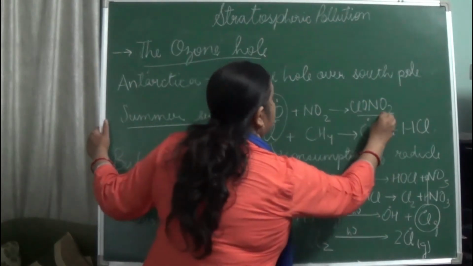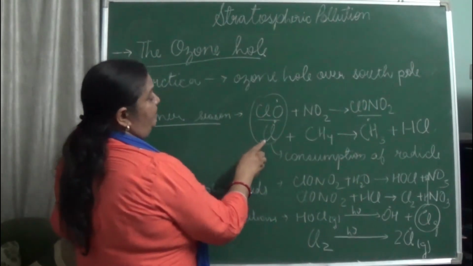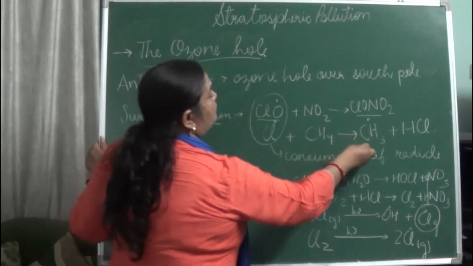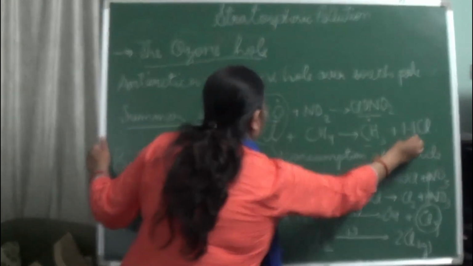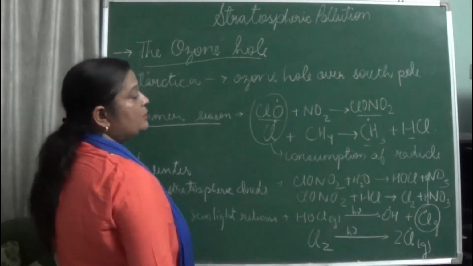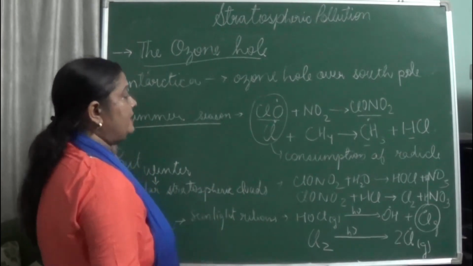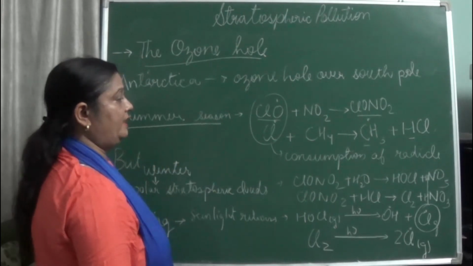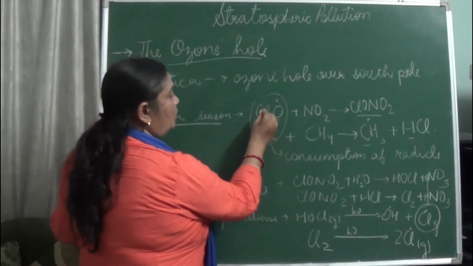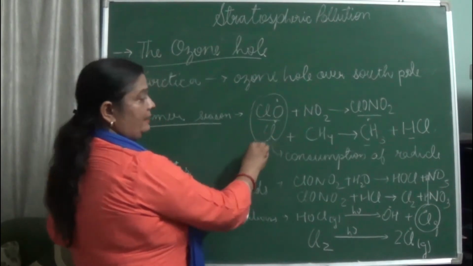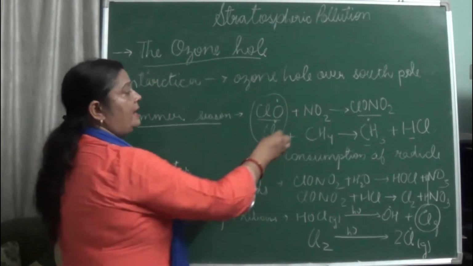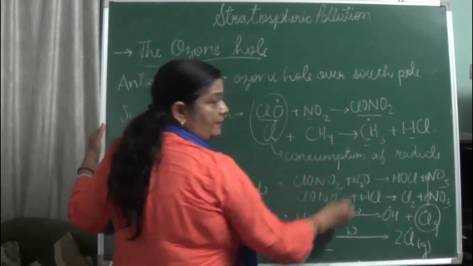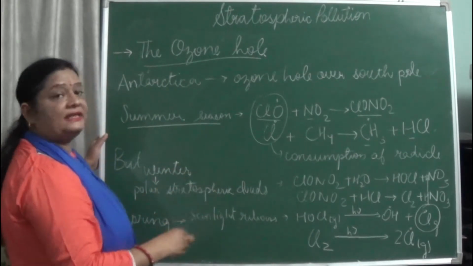ClONO2. This compound is formed, and the chlorine radical combines with the hydrocarbon methane to form the methyl radical, and hydrogen chloride is released. So you are seeing that this is not reacting with the ozone over there at this time. Both the ClO and Cl radicals are being used up in reacting with nitrogen dioxide and methane to form the corresponding compounds.